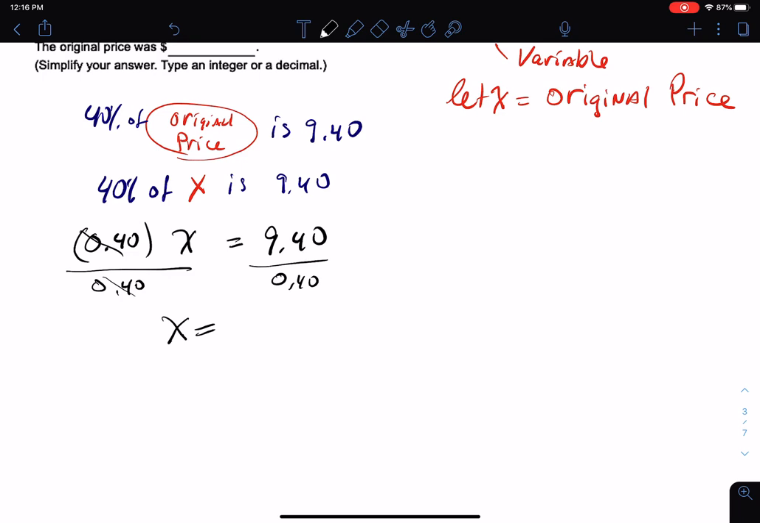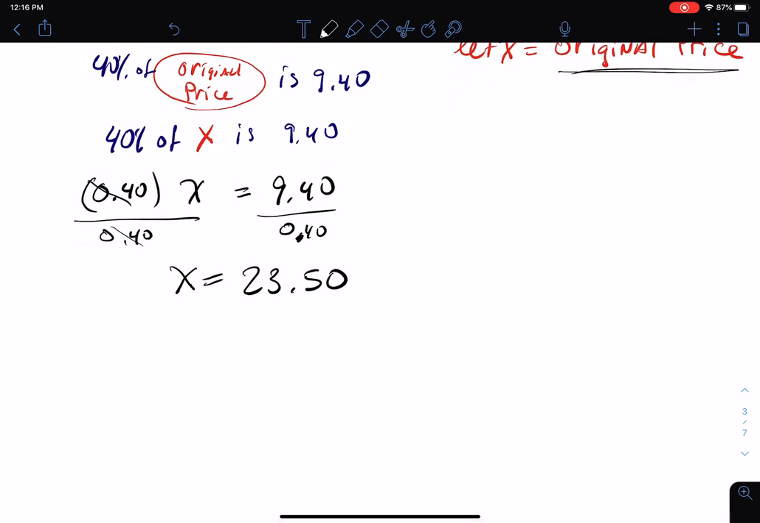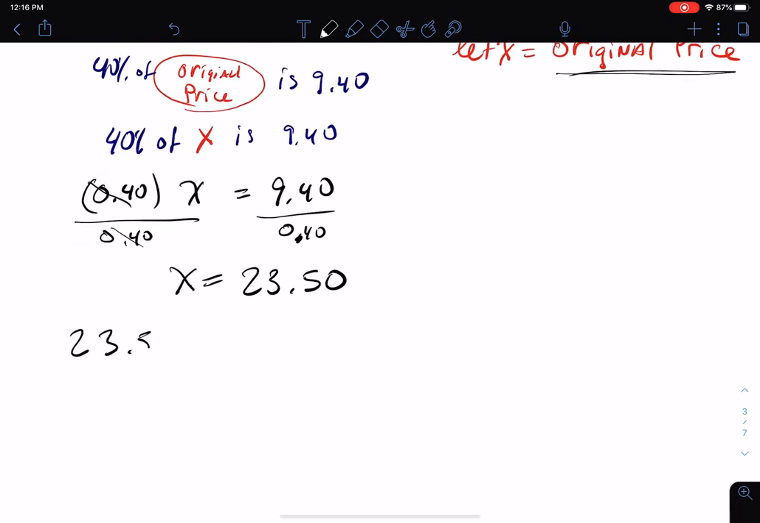940 divided by 0.40 gives us 23.50, and we know that this x is defined as the original price. So we would say $23.50 was the original price.